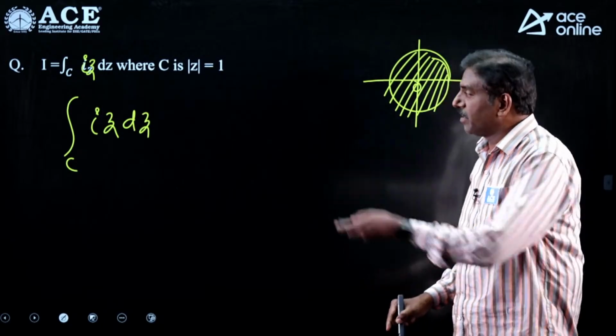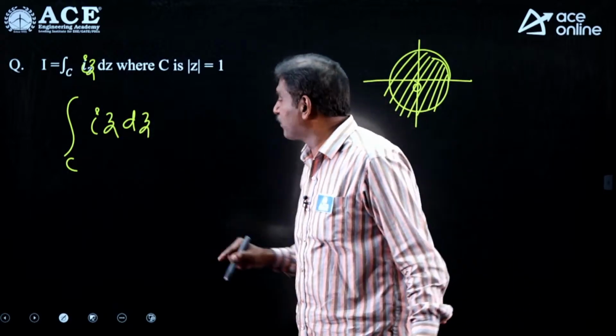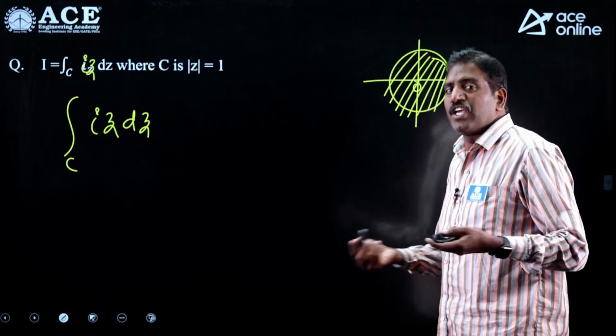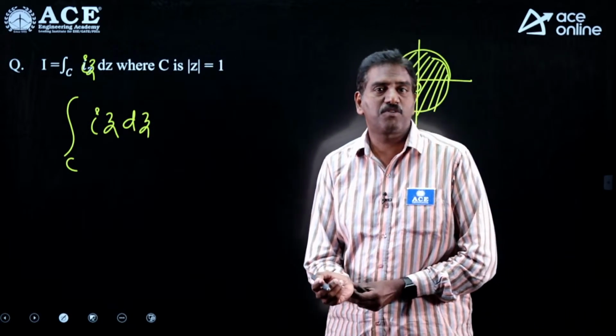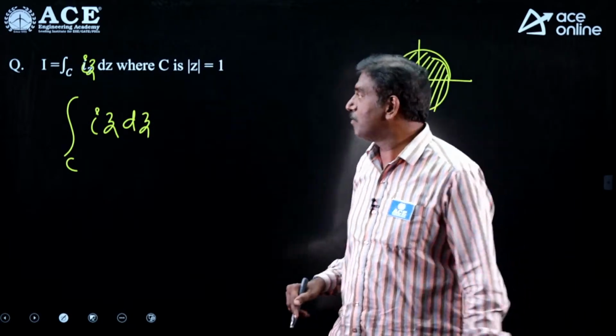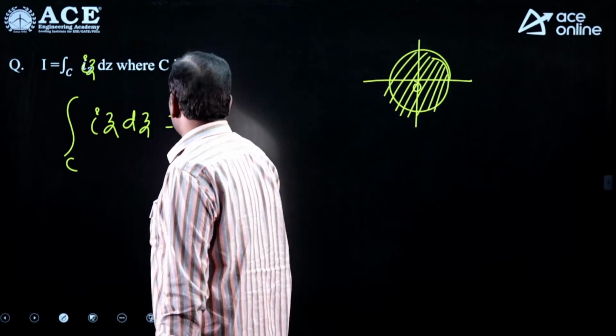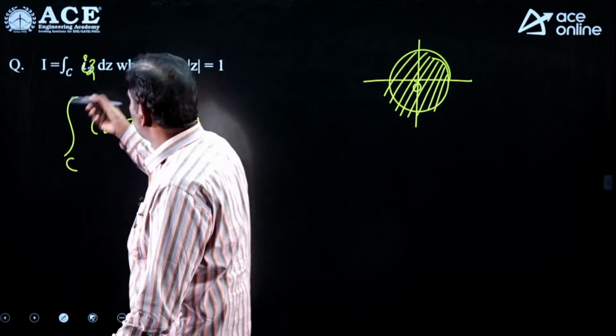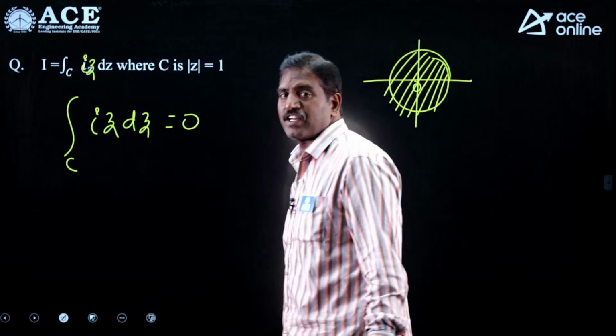Clearly, for the function f of z equal to iz, there is no singular point inside this closed curve. If there is no singular point inside the closed curve, by Cauchy's theorem, the answer is directly 0. Integral over C of iz dz is equal to 0, since there is no singular point inside the curve. So, no options, the answer is directly 0.